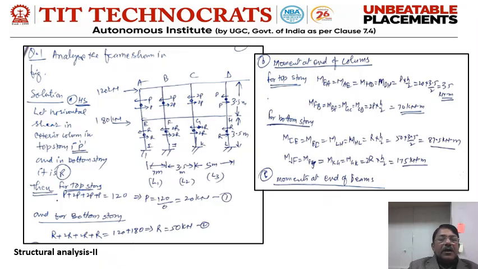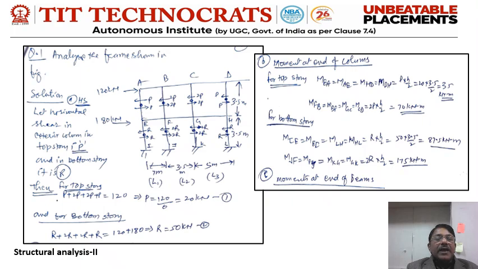If I talk about the top story, the total shear to be taken is P plus 2P plus 2P plus P. So this is P, 2P, 2P and P. And the total load to be resisted is 120 kilonewton. So we get the value of P equal to 20 kilonewton. Similarly, for the bottom story, this R becomes equal to 50 kilonewton. Okay.